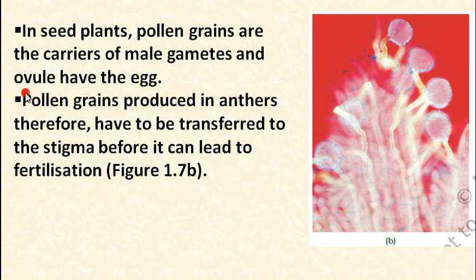Pollen grain is the male gamete carrier produced in the anther. The anther is a part of the flower, and the pollen therefore has to be transferred to the stigma. The stigma is also a flower part, the female part, and this transfer is needed before it can lead to fertilization. Fertilization के लिए ये जरूरी होता है.